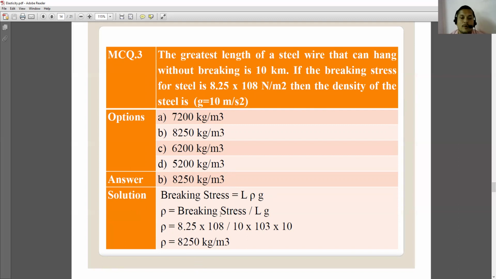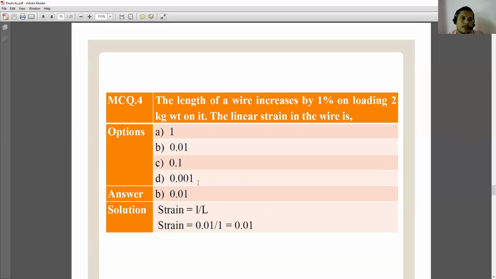So what is the value of the breaking stress? It is 8.25 into 10 raised to 8 Newton per meter square divided by 10 kilometer, meaning 10 into 10 raised to 3, into G, that is 10 as it is. After calculation, we get the value of density as 8250 kilogram per meter cube. So that is option B, which is the correct one.